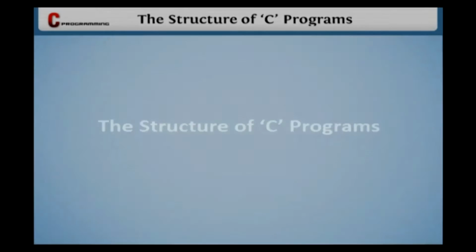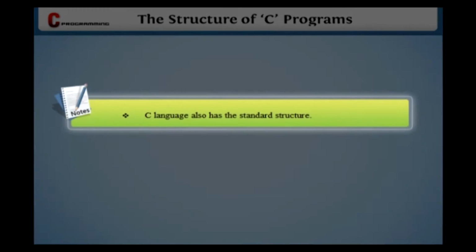The structure of C programs. In this lesson, we will discuss the structure of basic programming in C. Many programming languages, such as Java, C++, Pascal, COBOL, etc., have a certain standard format which should be followed by the programmer. In the same way, the C language also has a standard structure which resembles this.